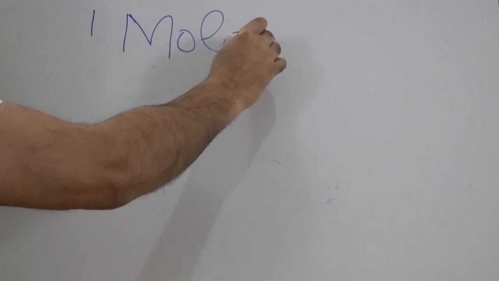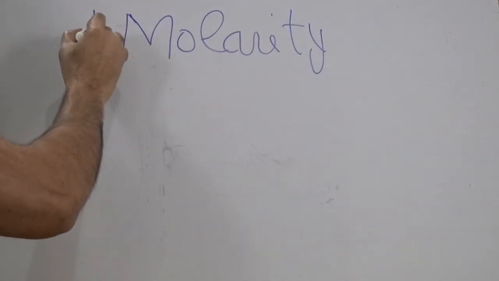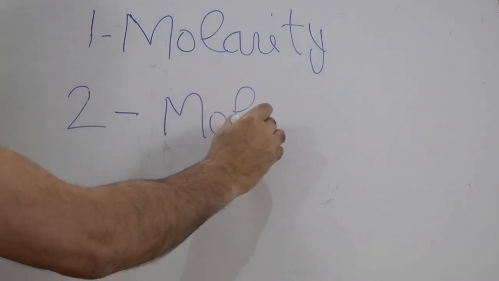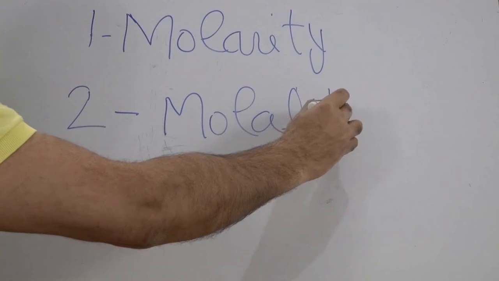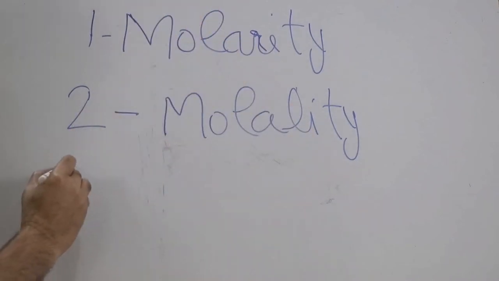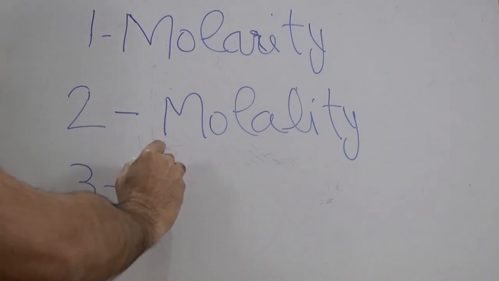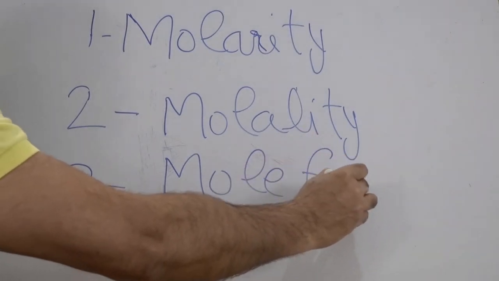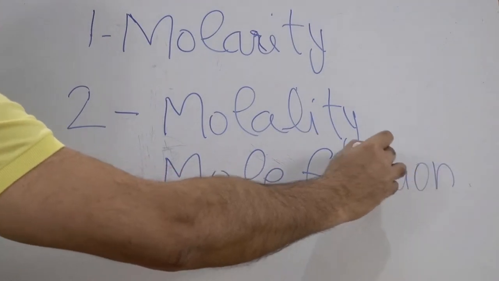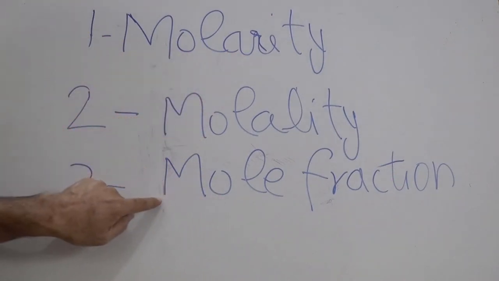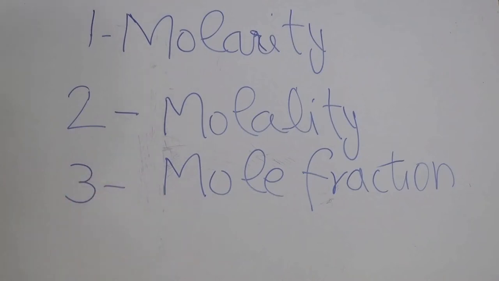Number 1, molarity. Number 2, molality, differences only of M and m. Number 3, mole fraction. We will discuss these three concentration terms used in chemistry quite often.